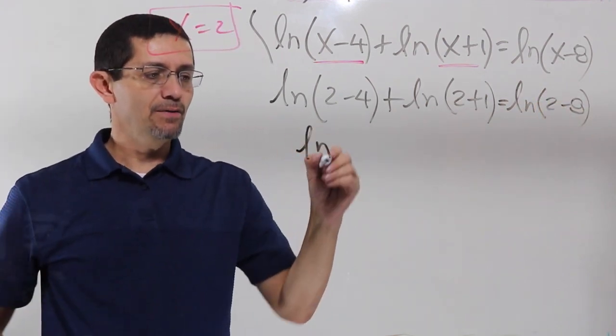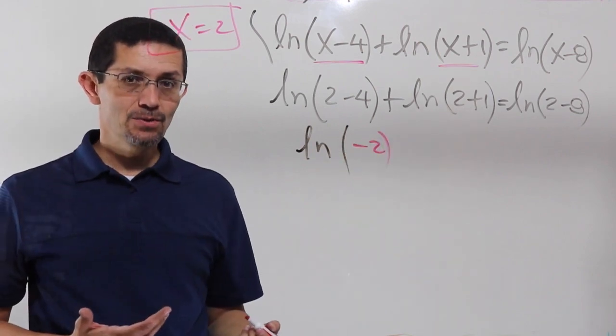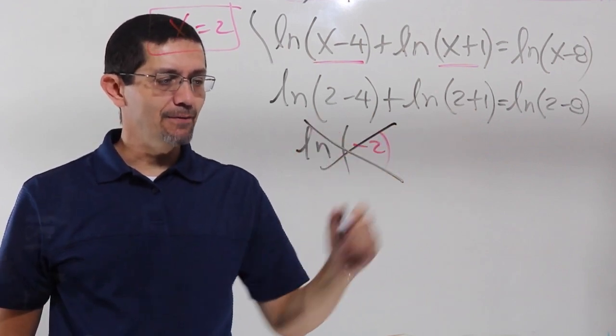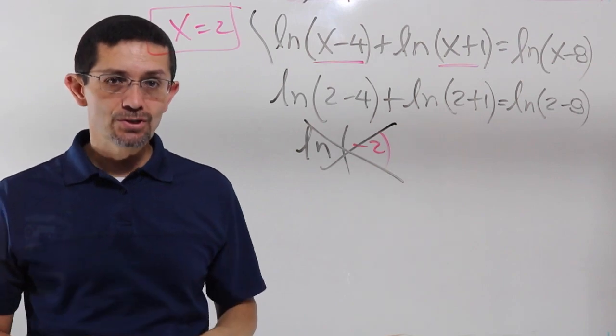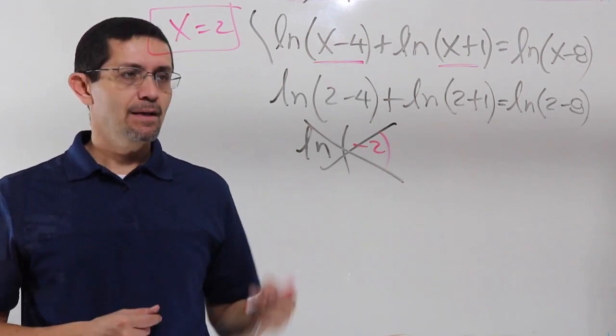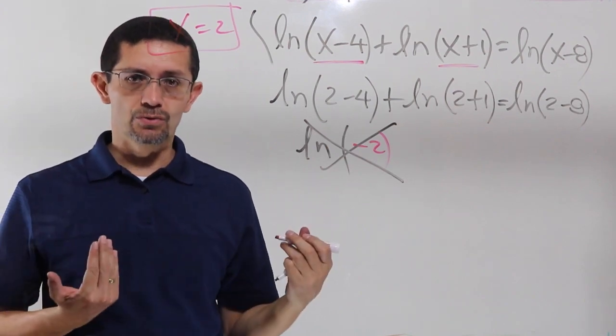Here I have ln of negative 2. Can I have a negative 2? Can I have a natural log of a negative number? Cannot have that. Therefore, x equals 2 is an extraneous solution. But that's the only answer that I have. So what happens? Because the only answer that I have is an extraneous solution, there's no solution to the problem.